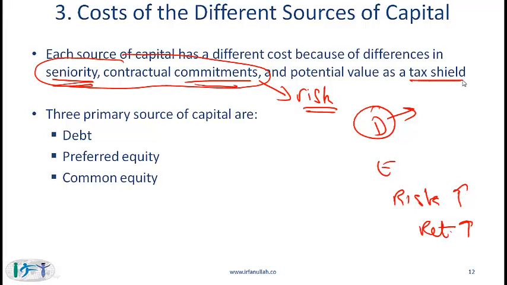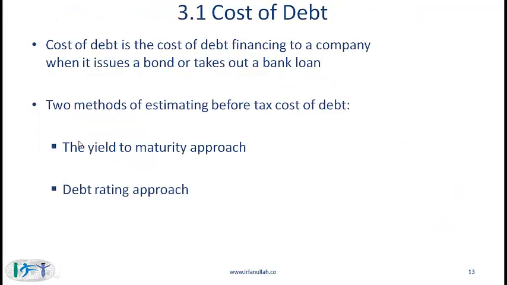The tax shield also needs to be considered when we talk about the cost of a given source of capital. As we've said several times, the three primary sources of capital are debt, preferred shares or preferred equity, and common equity. And now we are going to learn how to come up with the cost of each of these sources. Let's start with cost of debt.